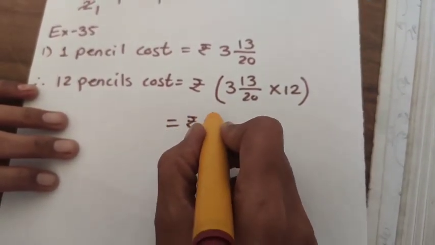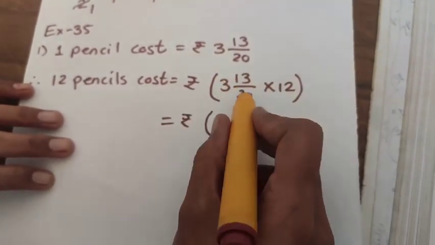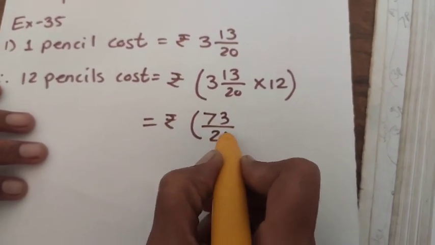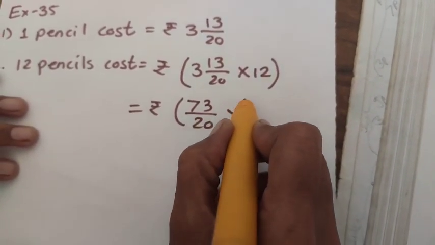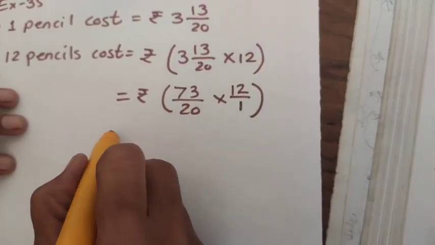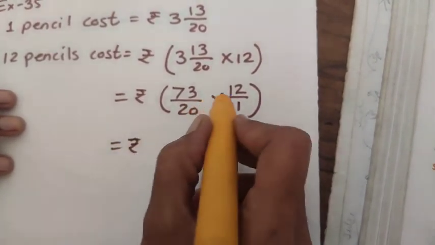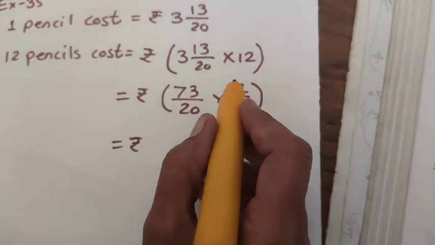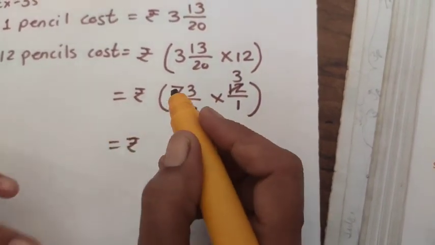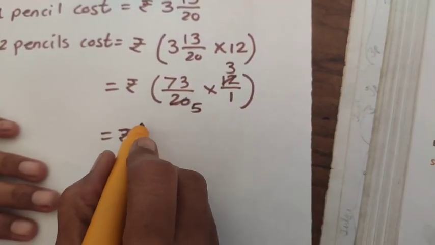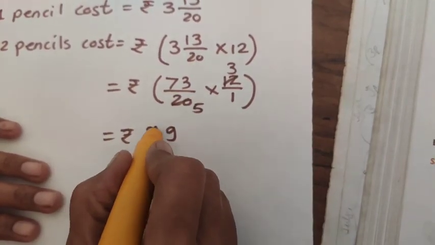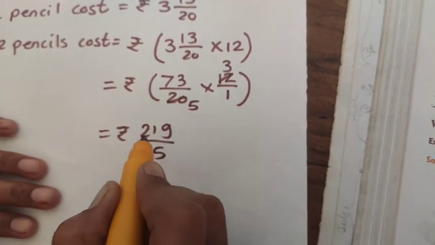Now this you have to convert into improper. 20 3s are 60, 60 plus 13, 73 by 20 multiplied by 12 by 1. No denominator means you have to write 1. Now see, 12 and 20 we can divide. 4 3s are 12, 4 5s are 20. 73 into 3 now you have to do. 3 3s are 9 and 3 7s are 21. 219 by 5.